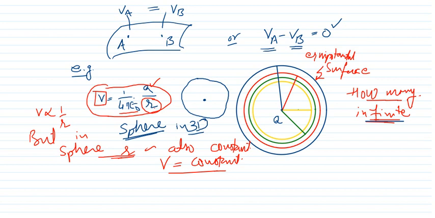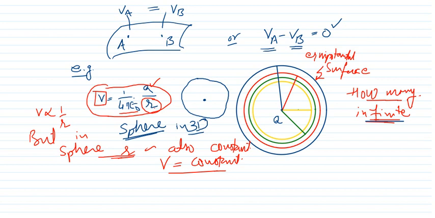But what is the difference between these two spheres? The blue sphere has one potential, but its value is different from the potential of the red sphere, and similarly the value of the potential is different for the green sphere, and different for the yellow sphere. But the yellow sphere is an equipotential surface in itself, and the green sphere is an equipotential surface in itself.